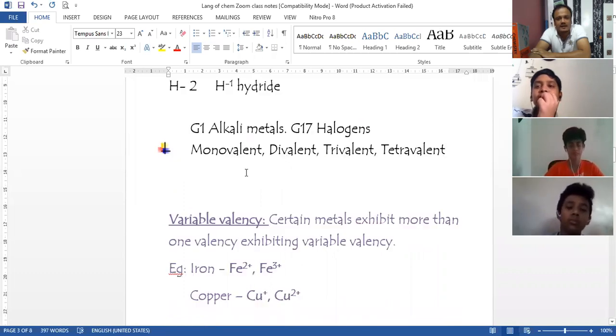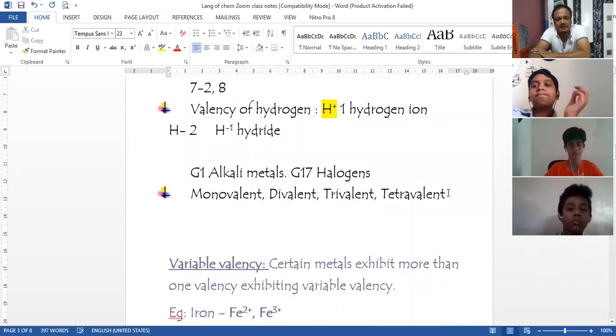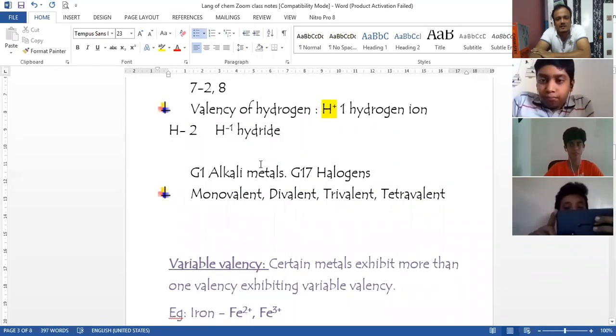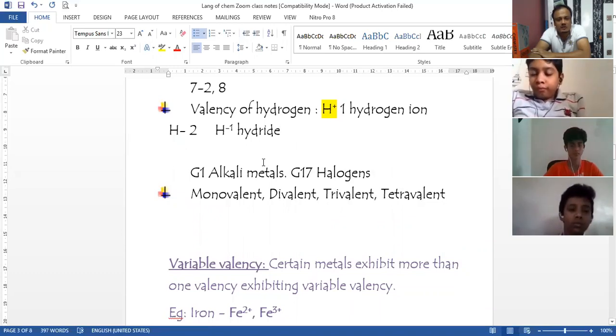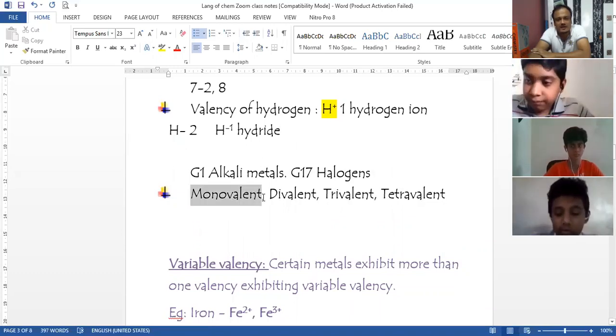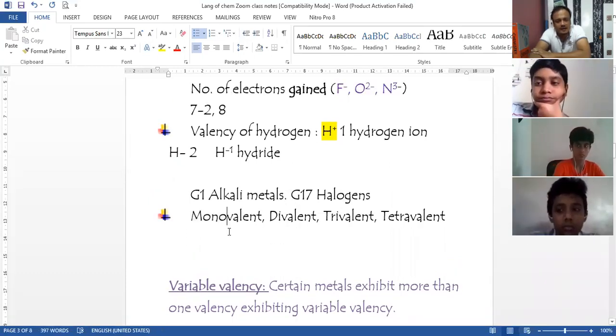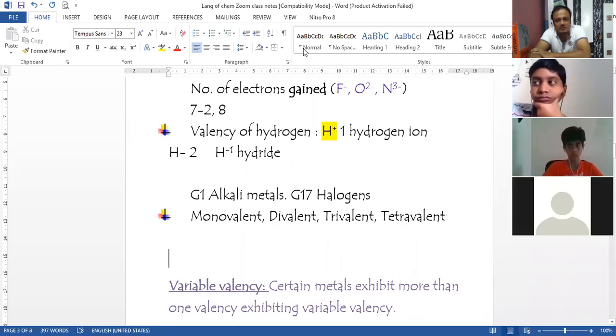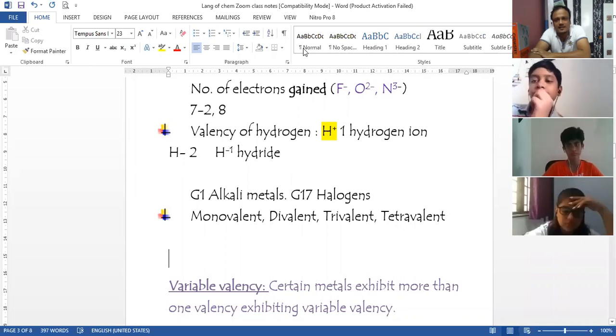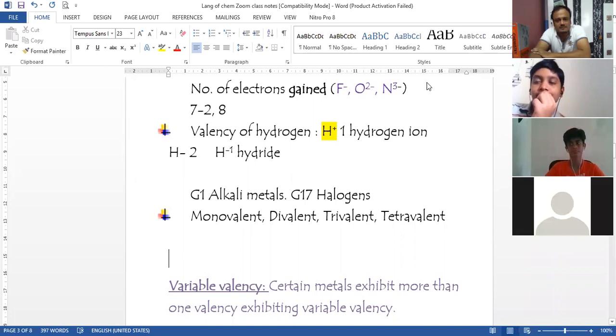Then we have monovalent, divalent, trivalent, and tetravalent. So this is just about the number of electrons which they are gaining or losing. So if the valency of a particular atom or an ion becomes 1, it is called monovalent. If anything has a valency of 2, it is called divalent. If the valency of a substance is 3, it is trivalent. And if the valency is 4, it becomes tetravalent. Okay, so these names you just have to know, and examples will be given in the textbook. You can refer to the textbook about that.